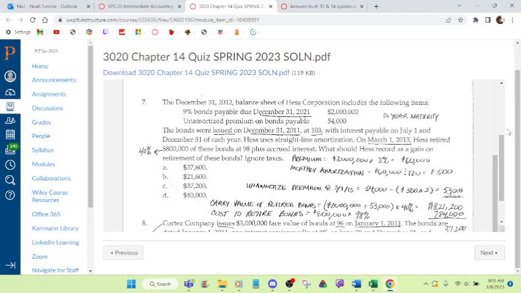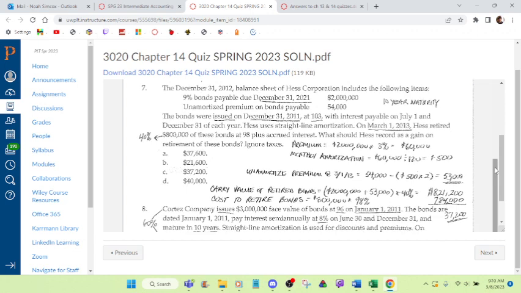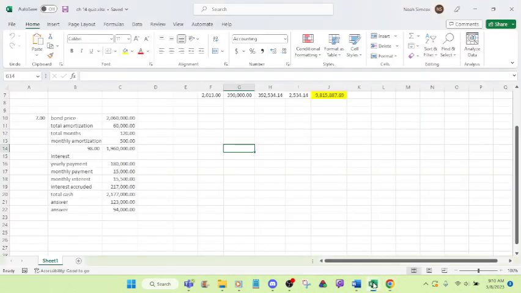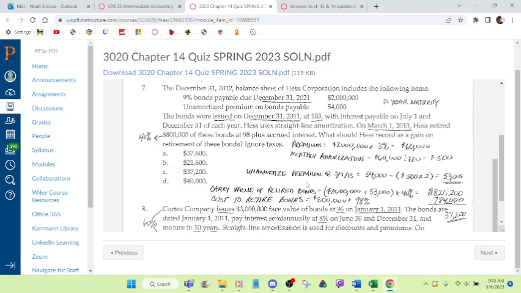So following the directions, say 40%. I know it's a 10-year maturity, and they retired 40% of the bonds. Now, maybe that's where I went wrong. What's 40% of 94? 0.4 times this, well, it went to 37,600. That's funny. That's one of the answers, but it's not the right answer.